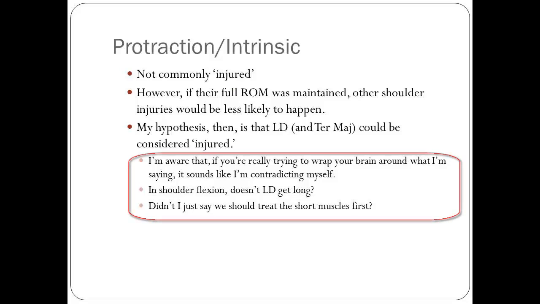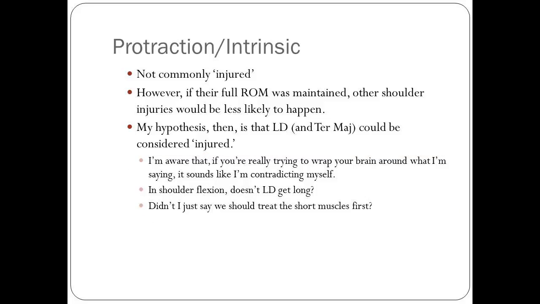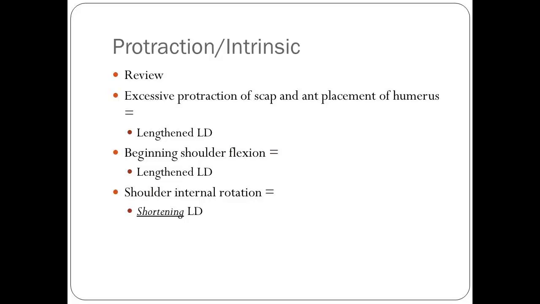I'm aware that if you're really trying to wrap your brain around what I'm saying, it sounds like I'm contradicting myself. In shoulder flexion, doesn't latissimus dorsi get long? Didn't I just say we should treat the short muscles first? As a quick review, a protracted scapula and an anterior humerus would lengthen the latissimus dorsi. Flexing the shoulder lengthens the latissimus dorsi. Internal rotation would shorten it.